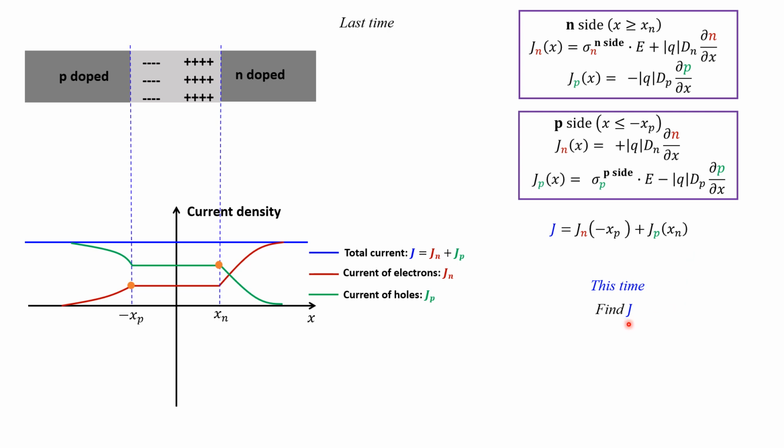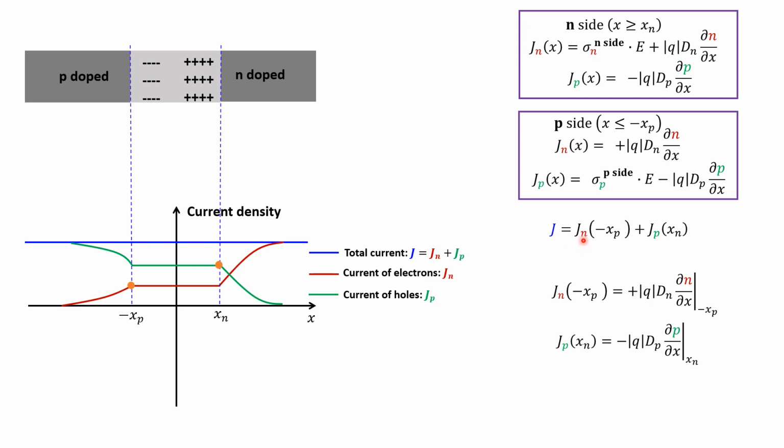So we want to find J in terms of N and P, in terms of the concentration of charge carriers. And then in the next lecture, we're going to start from the expression we derive in this lecture, to find the relationship between J and the external voltage, which is the Shockley equation.